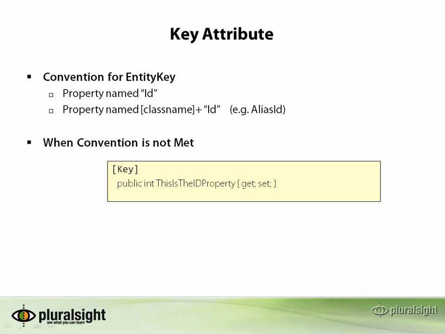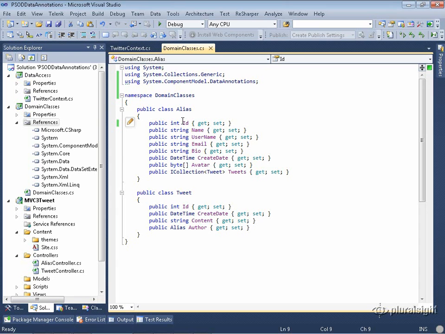The way to correct this is to use the key annotation. So let me show you the effect of not being able to find such a property and also how to fix it. So I'll go ahead and change author key. My classes happen to have properties that match convention, but I'm going to change one of these, and I'll make alias ID into a property named author key.